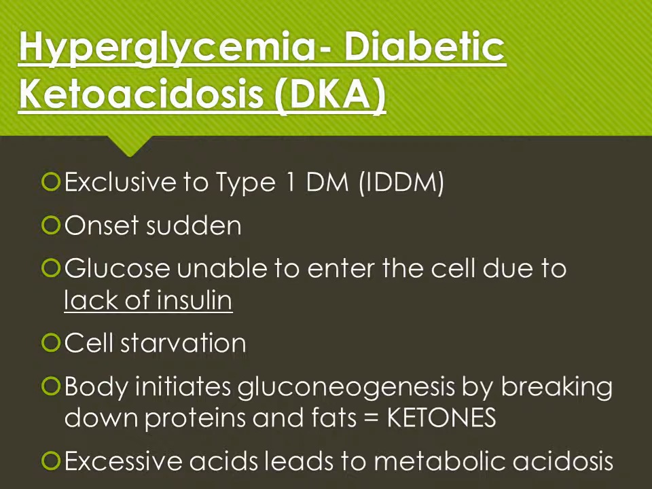Onset is sudden. Glucose is unable to enter the cell due to the lack of insulin, which causes cell starvation, and then the body initiates gluconeogenesis by breaking down proteins and fats, which produces ketones. This excessive acid leads to a metabolic acidosis.